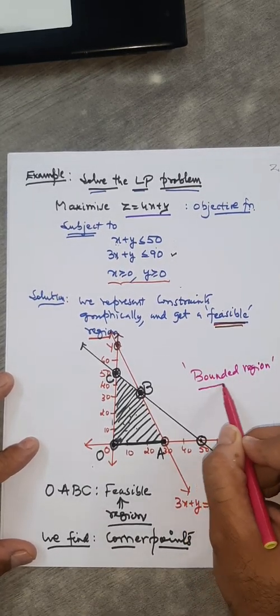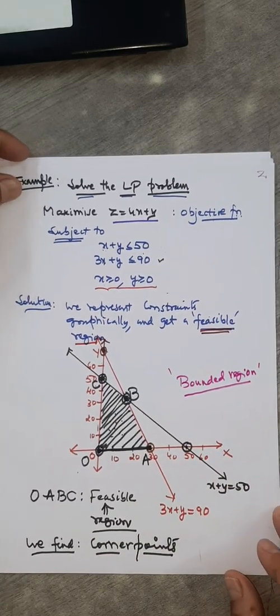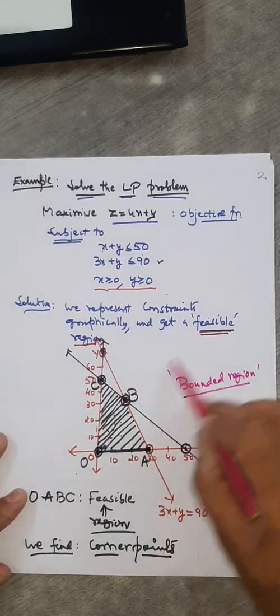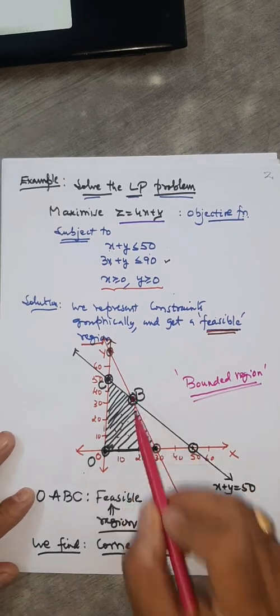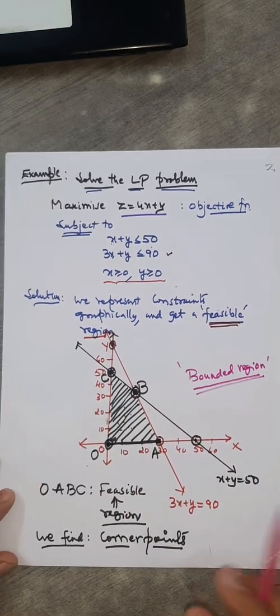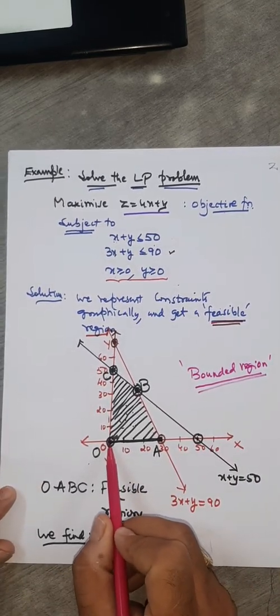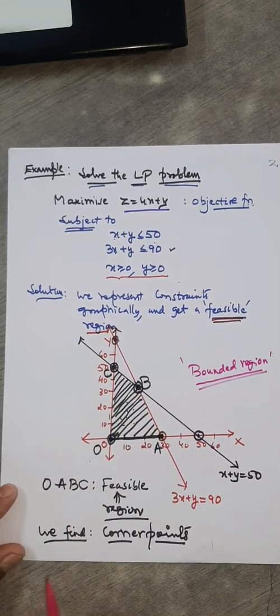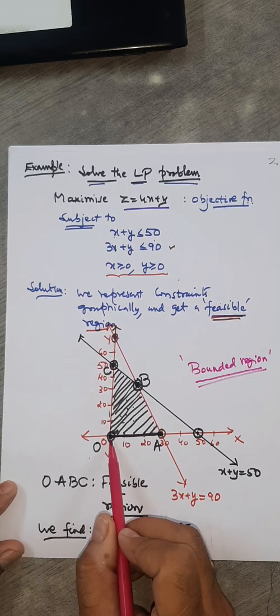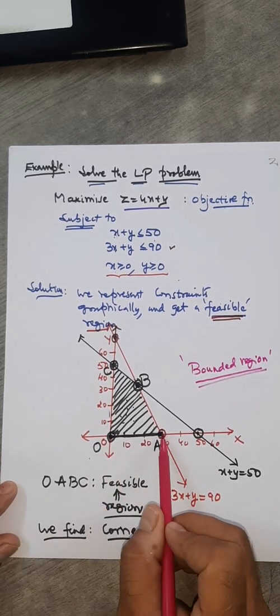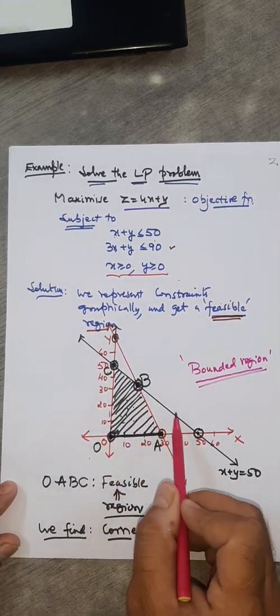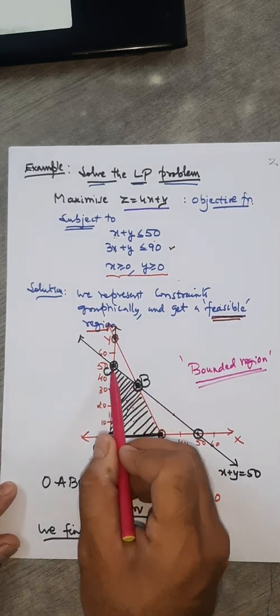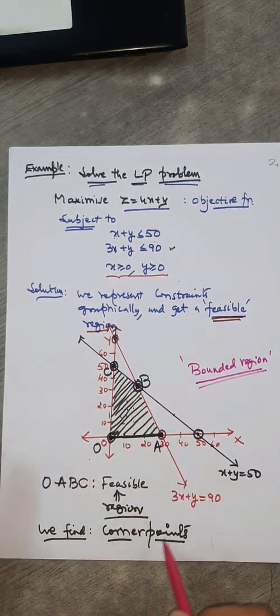We have some questions where the region may be unbounded like this. We'll see, but here this is called the bounded region. So it has corner points, this and this. These are the corner points. We get the coordinates of the corner points: 0, 0, 30, 0. How did we get the coordinates? By solving these two equations. Coordinates of C: 0, 50.